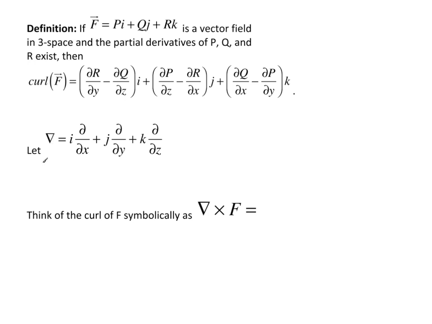And I'm going to define del as being equal to i times the partial of whatever. This is the partial with respect to x, plus j times the partial with respect to y, plus k times the partial with respect to z. Now this is an operator. I'm thinking of this as a logical operator.